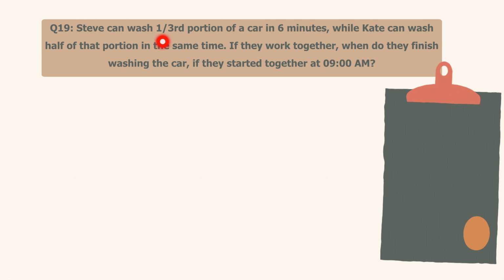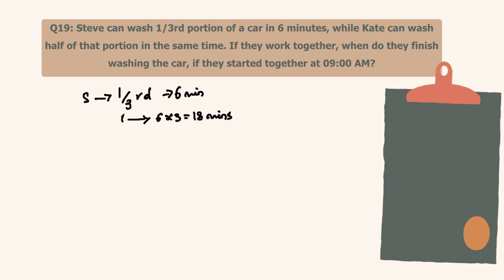Steve can wash 1 by 3rd portion in 6 minutes. How do we write it? Steve 1 by 3rd portion in 6 minutes. We have already solved a similar question. If 1 by 3rd takes 6 minutes, he will complete the total work, that is 1, in 6 into 3, that is 18 minutes. This is ratio and proportion.